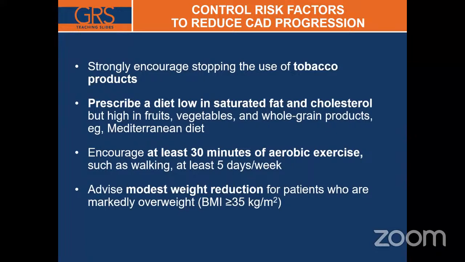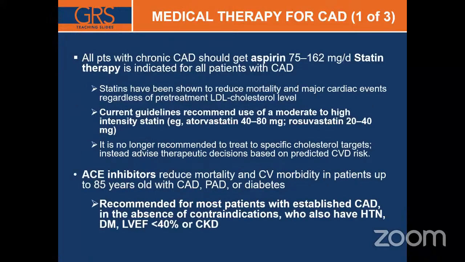Additionally, encouraging regular aerobic exercise, such as brisk walking for at least 30 minutes on at least 5 days per week. This regimen enhances cardiovascular fitness and overall health. Lastly, we can also recommend a modest weight reduction, particularly for individuals with a body mass index of 35 or higher. This measure helps alleviate the strain on the heart and lower risk factors associated with disease progression. So implementing these strategies effectively addresses key risk factors associated with coronary artery disease, thereby supporting optimal cardiovascular health and reducing disease progression.